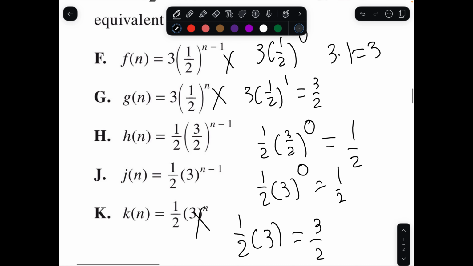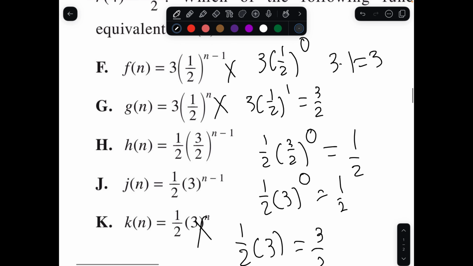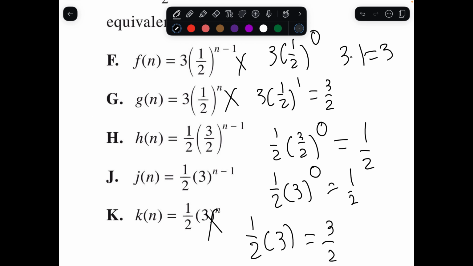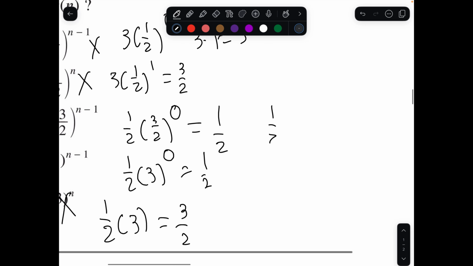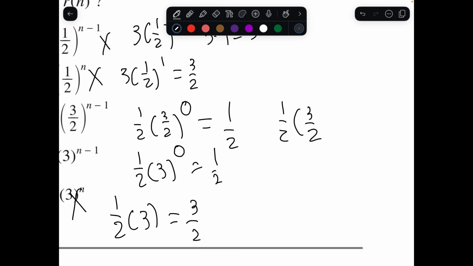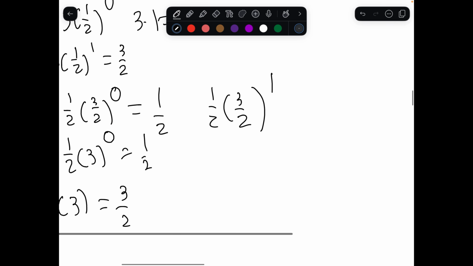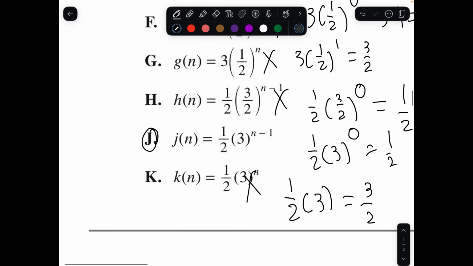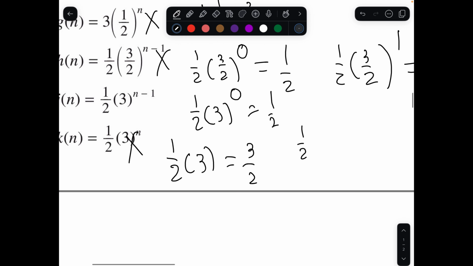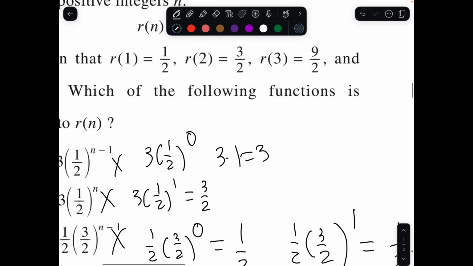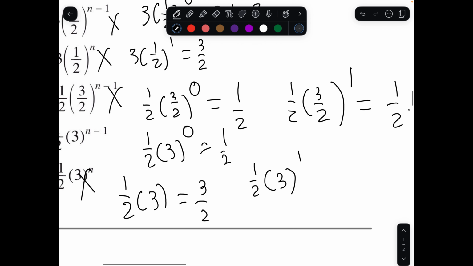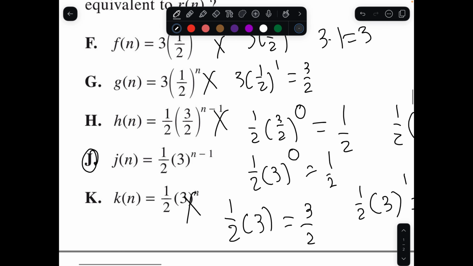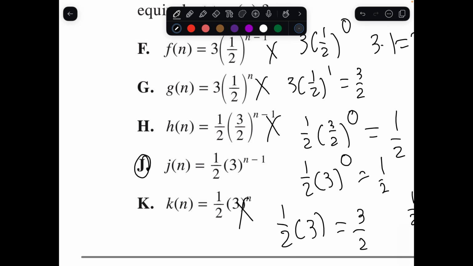Now let's plug in 2 and see which one gives you 3/2. So let's plug it into H first. So 1/2 times 3 over 2 to the 2 minus 1, which is 1. 1/2 times 3 over 2 is 3/4, which means it's not H, and our answer is J, according to the process of elimination, right? And let's just double check. 1/2 times 3 to the 2 minus 1, which is 1. 3 times 1/2 is 3 over 2, which is what we want, right? So that means the correct answer is J.